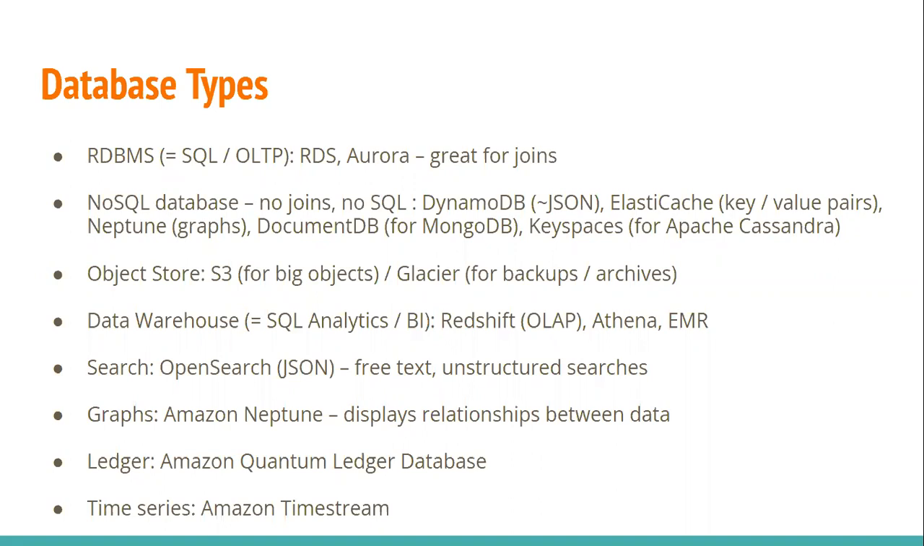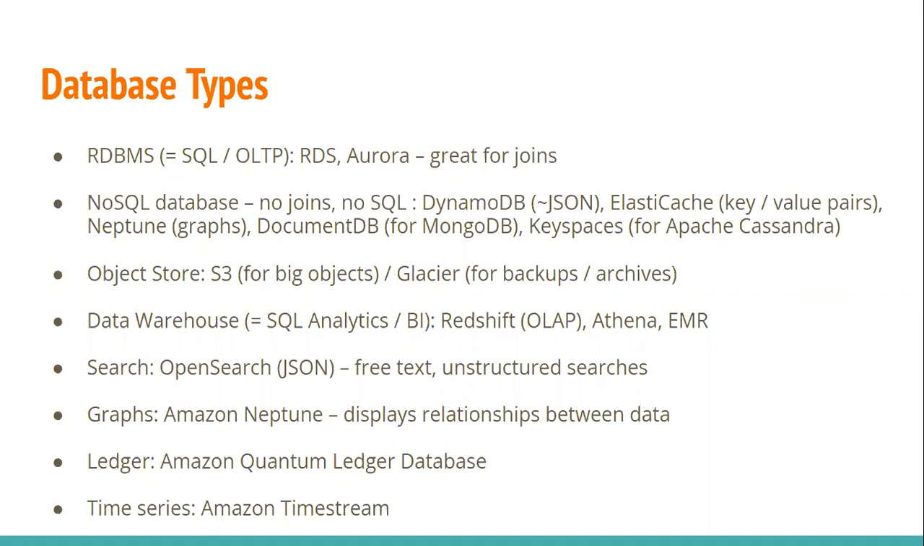There are many more options available in the AWS web services. There are NoSQL databases, and in this category there are many options, like DynamoDB. DynamoDB is a database which stores your data in JSON format, so you can use that option for your database services. Then there is ElastiCache. If you are saving your cache memory in key-value pairs, you can use ElastiCache memory. Those options are also available in the AWS database services.